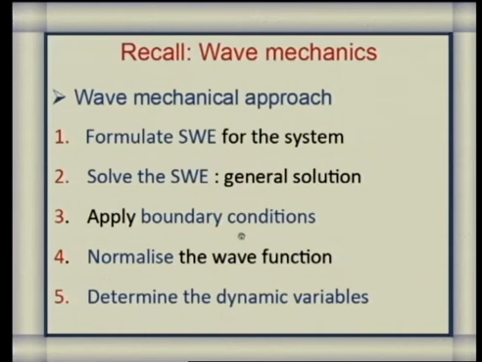Then the wave functions that we get, we try to normalize them, and that ensures that the particle is confined to the system itself. And then dynamic variables can be obtained from this wave function. So that is the general sequence of steps which we follow. That means you formulate the Schrodinger wave equation, then we solve it, apply the boundary conditions, get the wave functions, and then use them to get information about the system.